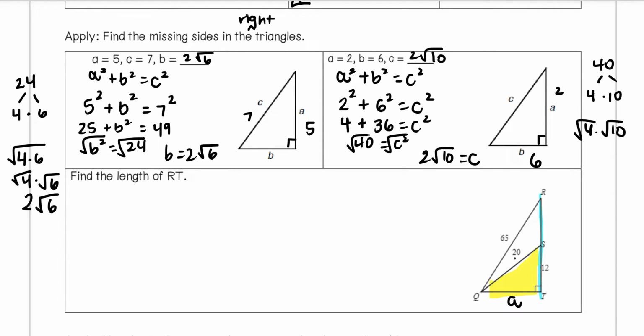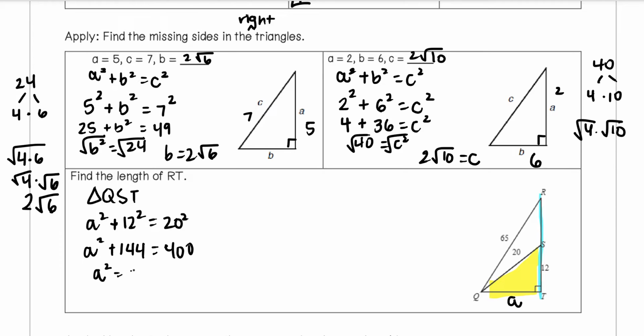Because I know a leg and I know a hypotenuse, so I'm going to use the Pythagorean theorem on the triangle QST. So a squared plus b squared, which is 12, will equal c squared, which in this case is 20. So I'm going to solve for this missing side first. We subtract 144 from each side, so a squared will equal 256. And then we will get the square root on both sides, so a equals 16.